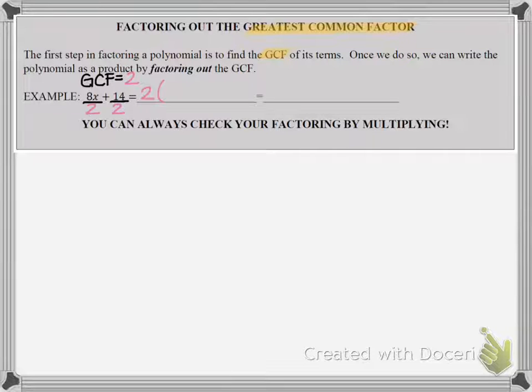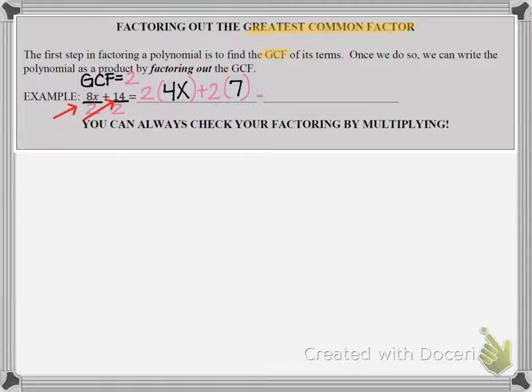So to figure out my binomial, I look at each part of the original binomial where I divided by 2. When I do 8x divided by 2, I get 4x, and when I do 14 divided by 2, I get 7. So I can rewrite that term as 2 times 7. So this isn't my final answer. What I've done so far is rewrite each term, the 8x and the 14, as a product of the GCF, which is 2, and some other term. So 2 times 4x plus 2 times 7.